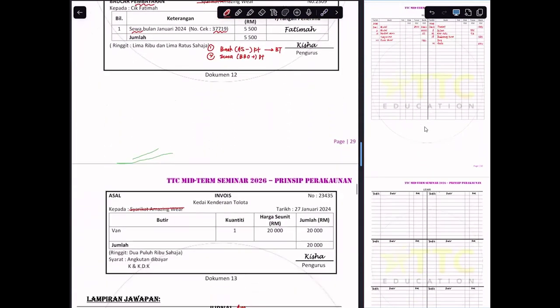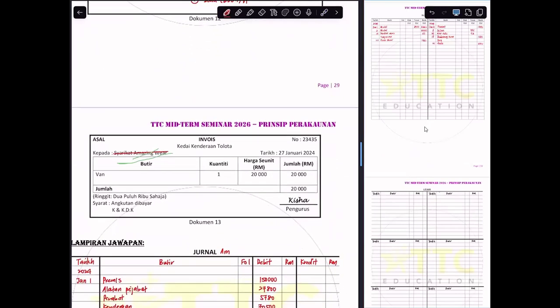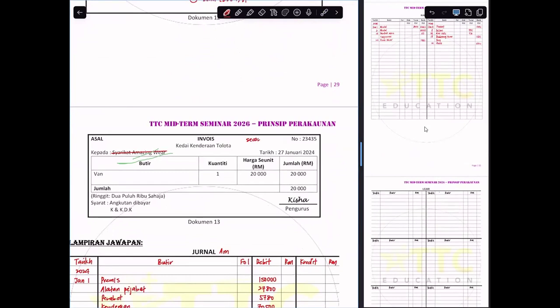Okay, this one I slow down a little bit. Invoice secara kredit. Asal means pembeli. So it is belian secara kredit. And belian secara kredit, we buy haven't pay, short form ABB, but we cannot write ABB. We need to write others name. Kedai kenderaan Toloda. Then it is not for buku tunai, not for buku tunai ringgit because no payment yet.